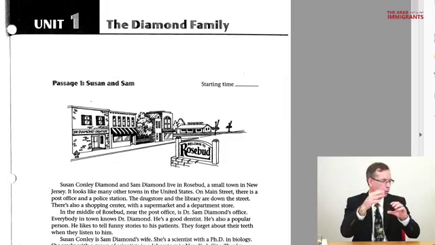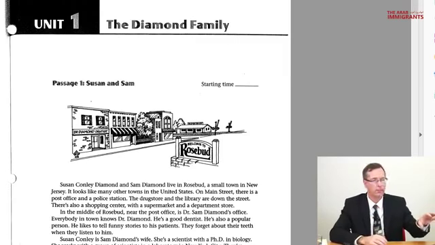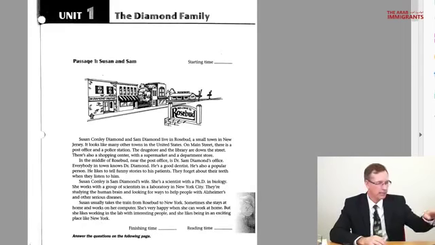down there's 4 paragraphs, and then it says finishing time. With this type of exercise, you would write down when you start, you read through the passage, trying to understand as much as you can. Then you put down your time.